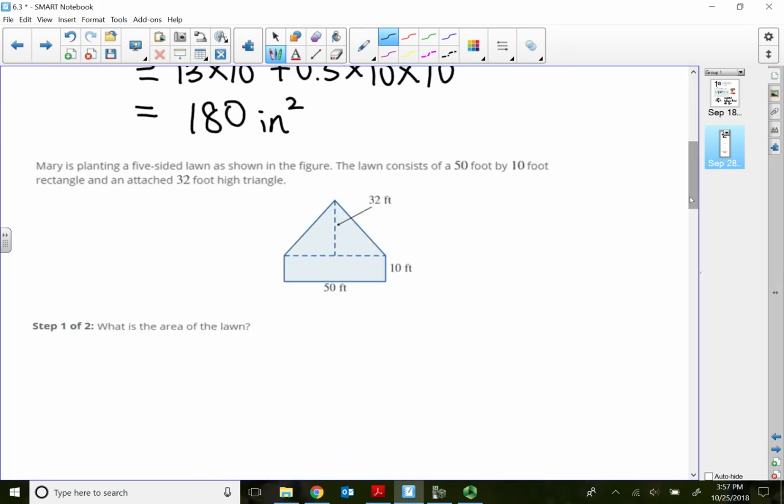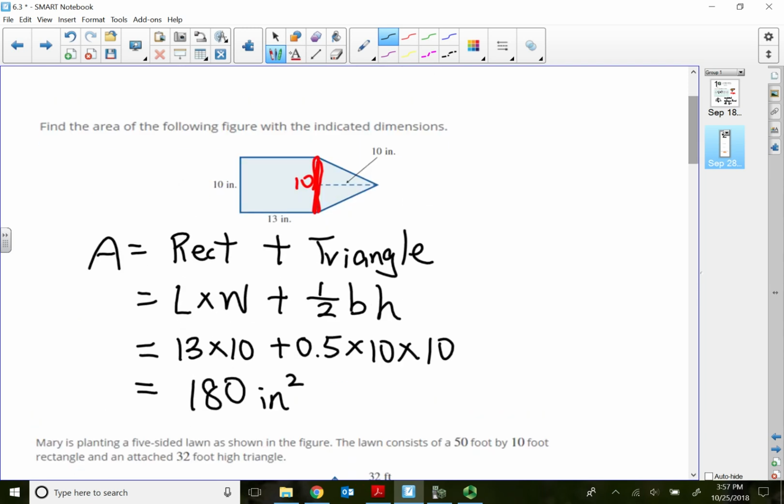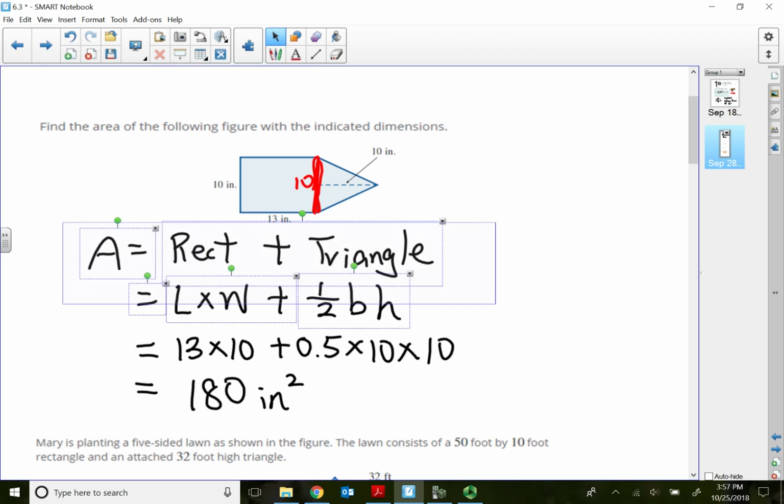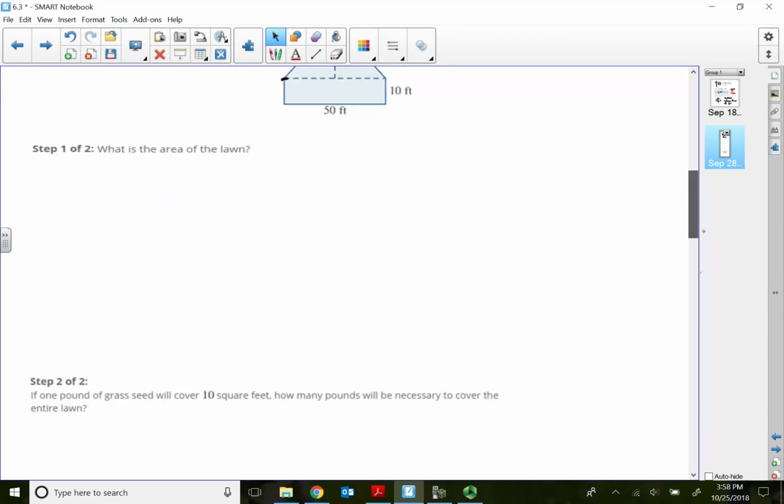All right, let's try this one. Mary is planting a five-sided lawn, as shown in the figure below. The lawn consists of a 50-foot by 10-foot rectangle and an attached 30-foot high triangle. So again, this is a rectangle down here added on to the triangle up top. So I'm going to go up here and copy exactly what I wrote in the first two lines and paste it down here.